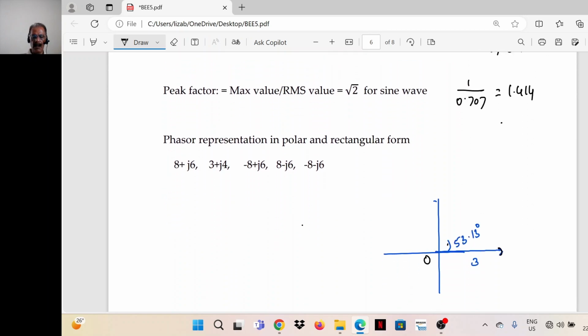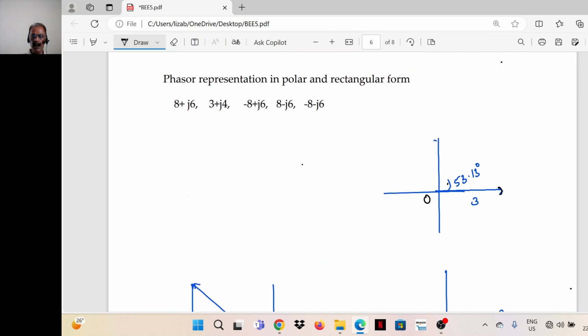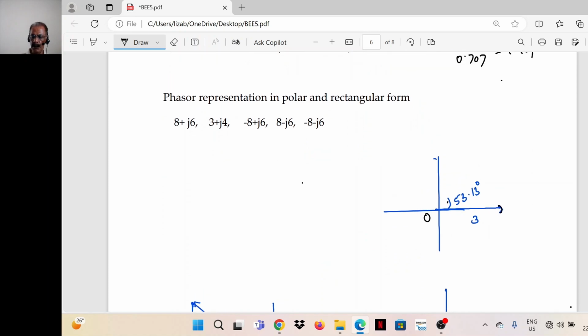Now next is the phasor representation in polar and rectangular form. Say one phasor. OA is the phasor here. The magnitude of OA is equal to the square root of 3 square plus 4 square. OA can be represented in two forms. This magnitude is actually 5.